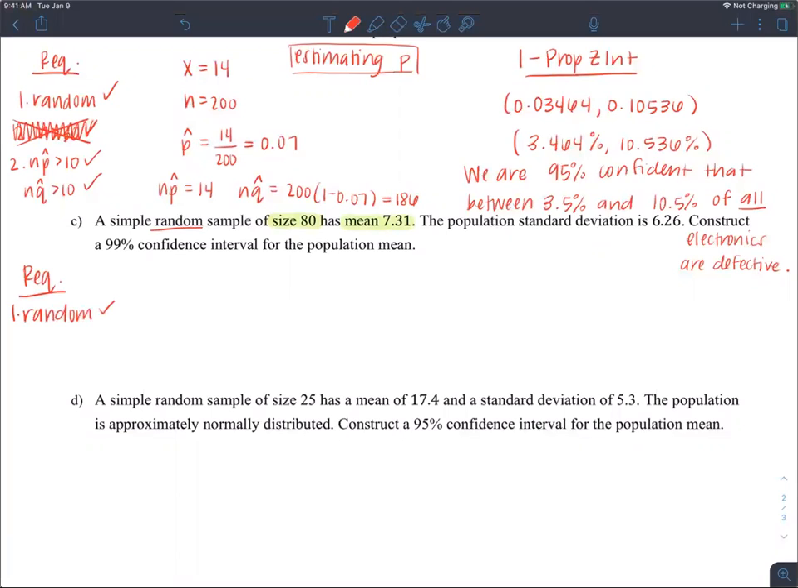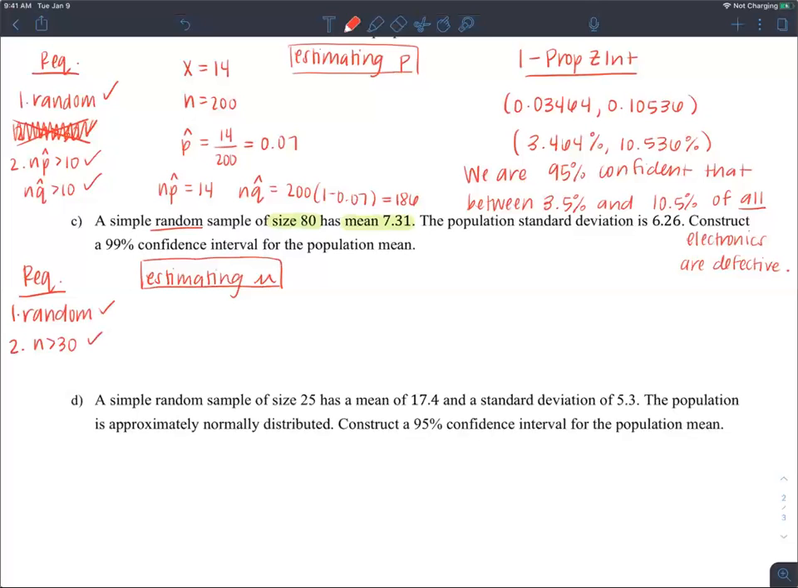So based on that sentence, are we estimating mu or are we estimating p? Mu? Yeah, we're estimating mu. And so the second requirement is that n is greater than 30, right? And since n is equal to 80, that's true, right? So the first question, technically, if you were to scroll back up, is which parameter are you testing? And here we're estimating, not testing. It's important.